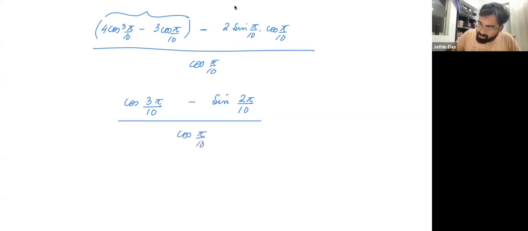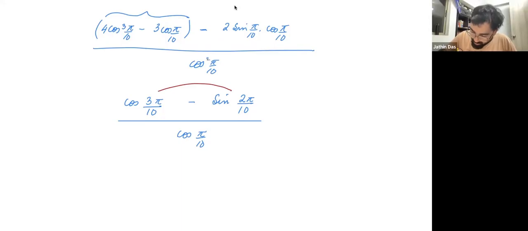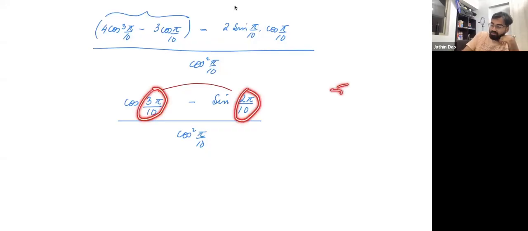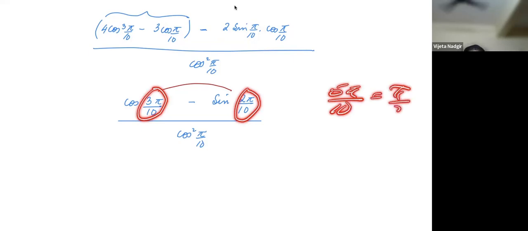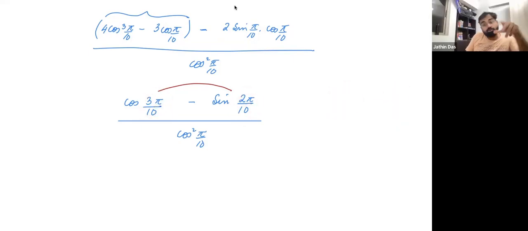Now, are these two related? So cos square pi by 10 for denominator. Is it square? Yes. Okay. Are they related? What is the sum of 3 pi by 10 and 2 pi by 10? Add it up. What is the sum? Pi by 2. They are complementary angles and there is sin on top of that. Sin and cos. So what is the numerator? 0.